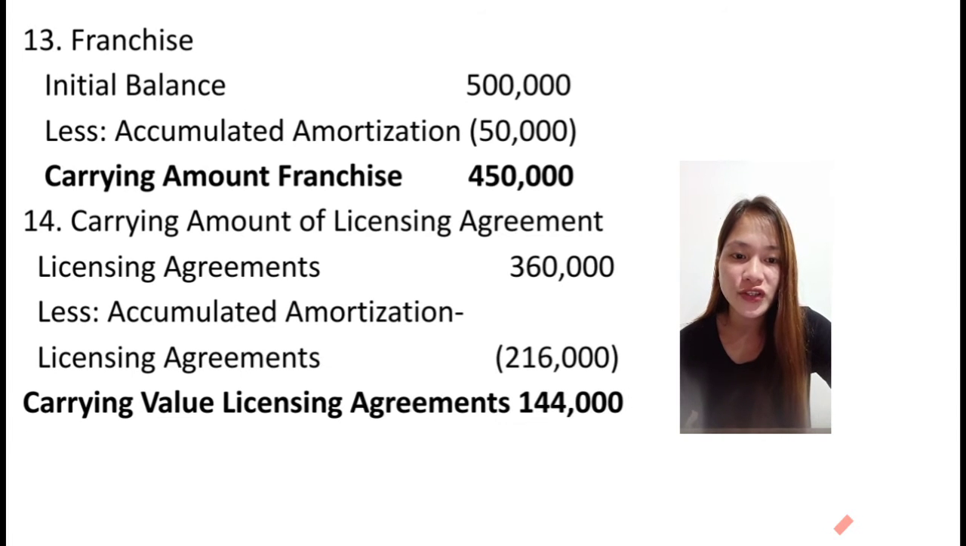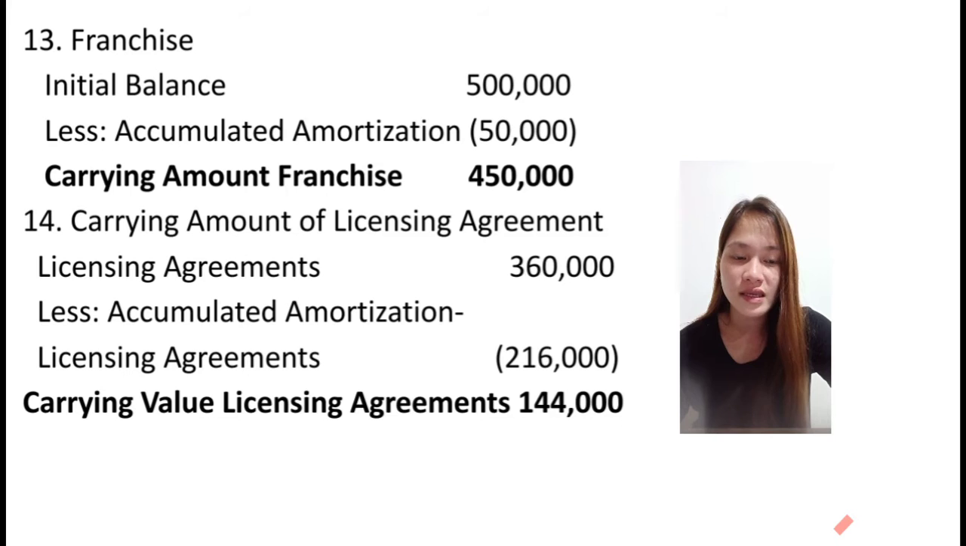Number 13, franchise. So the initial balance is 500,000 pesos, subtracted by the accumulated amortization 50,000 pesos. So the carrying amount of franchise is 450,000 pesos.